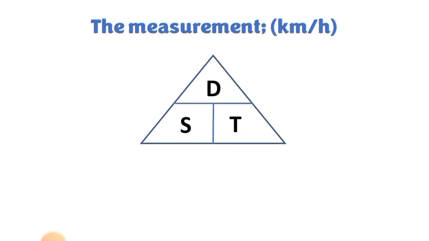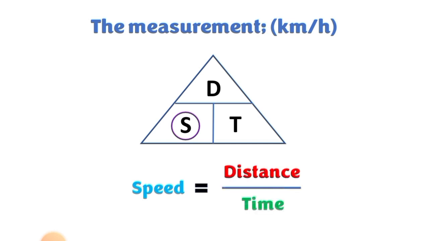So from our triangle, let us generate now the formula for finding the speed. Now for finding the speed, our formula is speed is equal to distance divided by time. So we can simply solve the speed by dividing the distance by the time.